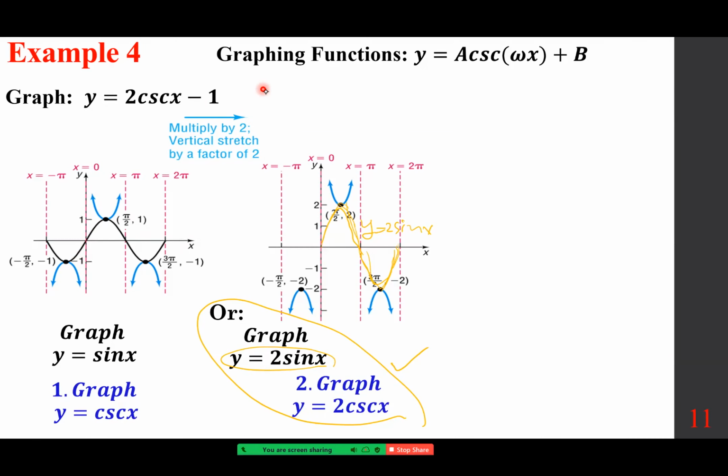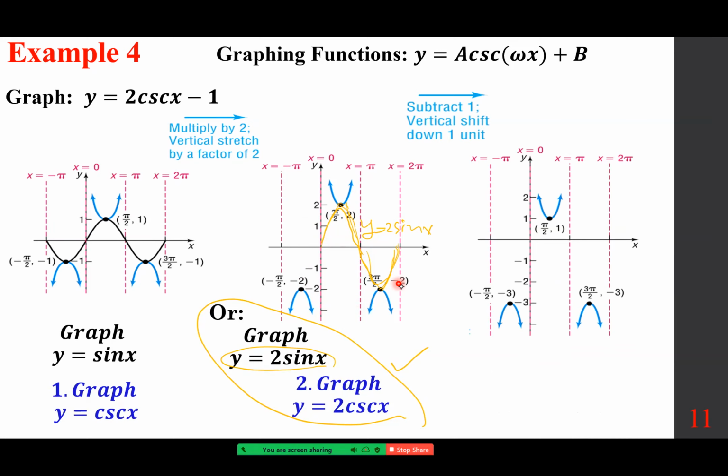And finally, we have the negative 1. We shift it down by 1 unit. When we shift it down by 1 unit, we have the same thing. The y coordinates change, so we shift it down. 2 minus 1 becomes 1. This becomes negative 3. This becomes negative 3. And that is the graph of 2 cosecant x minus 1.